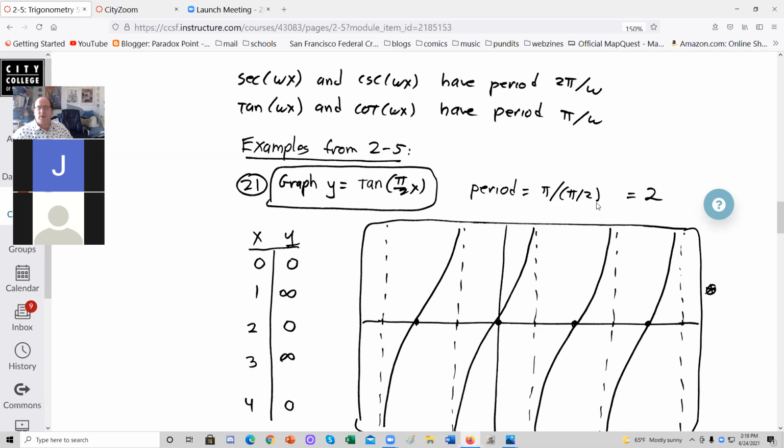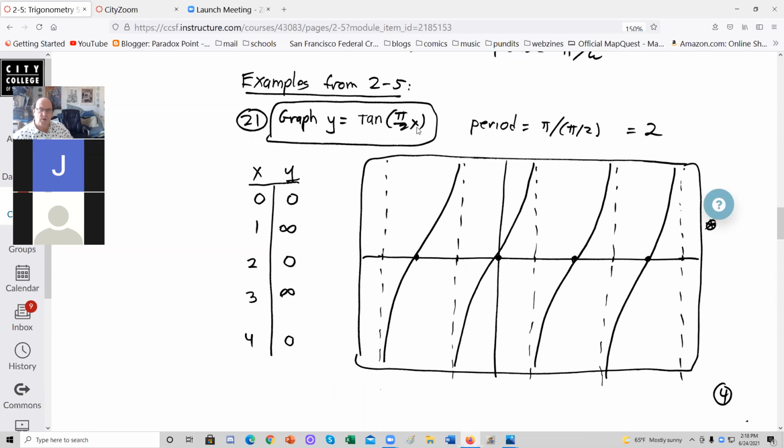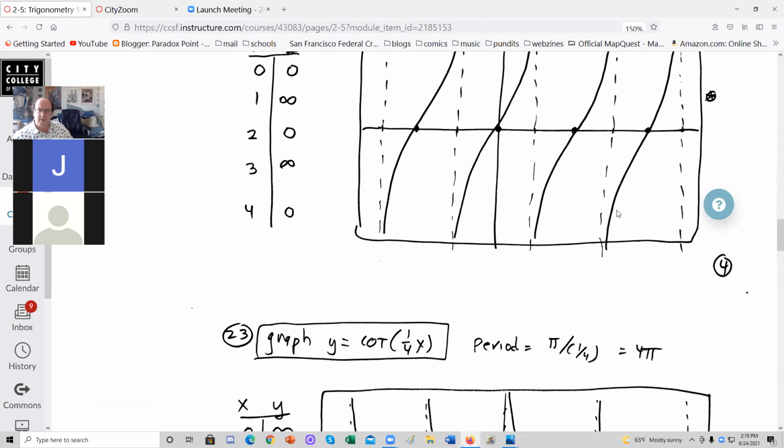So graph y equals tangent pi over 2 x. The period is pi over omega, which is pi over pi halves. That's 2. So here I recommend drawing a table. When x is 0, 0 times pi halves is 0, tangent 0 is 0. So we have a 0 here. And period 2 means that at 2 and at 4, it's 0. And midway between the zeros are the infinities when x is 1 and x is 3 and so on. 0, 0, 0, 0, and so on. And in between them, infinity, infinity, infinity, infinity. And as before, tangent is constantly rising. You have this N-shaped graph.